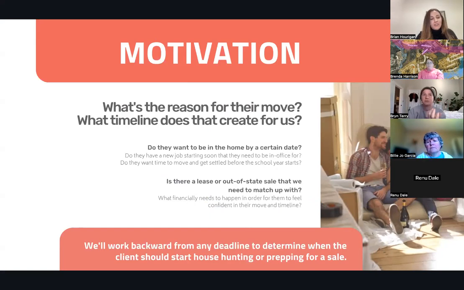But another way when people tell you that to help calibrate their timeline is to be like, you know, if the perfect house came on the market tomorrow, would you want to move forward with it? And then usually they'll be like, yeah, maybe, or they'll be like, no, we really can't because we have work, or we don't want to pay to get out of a lease. And then you get a better calibration of their timeline and what makes sense for them.